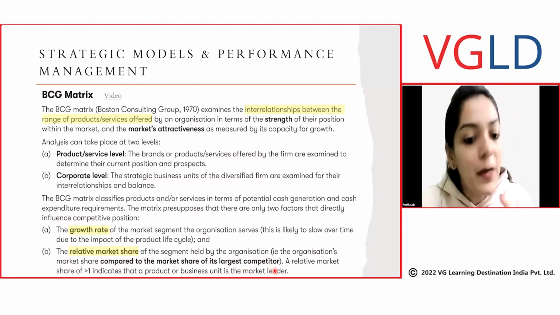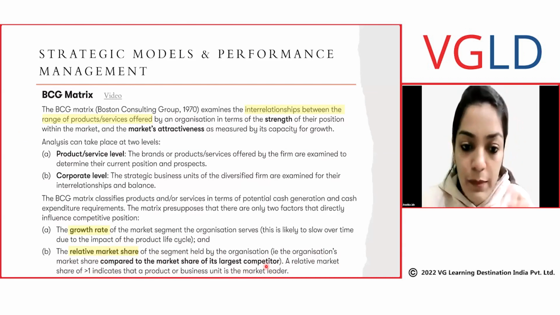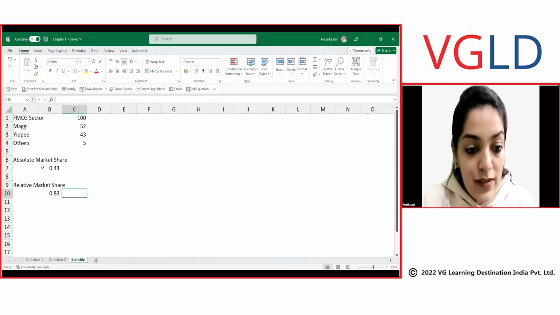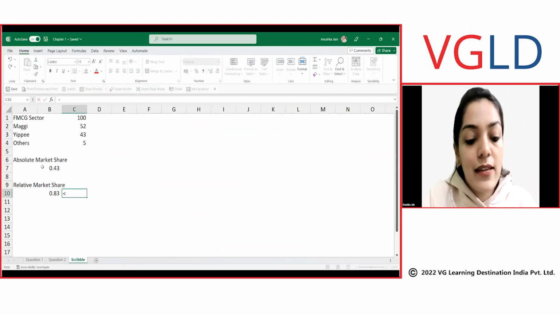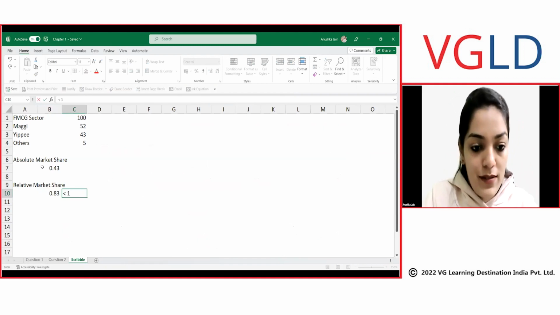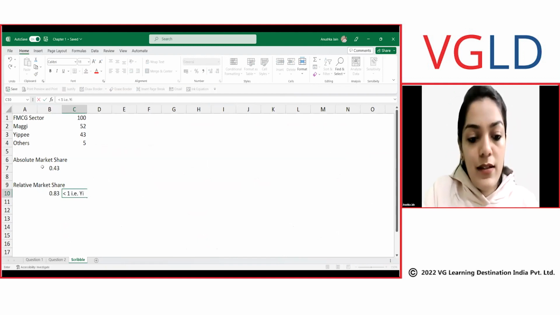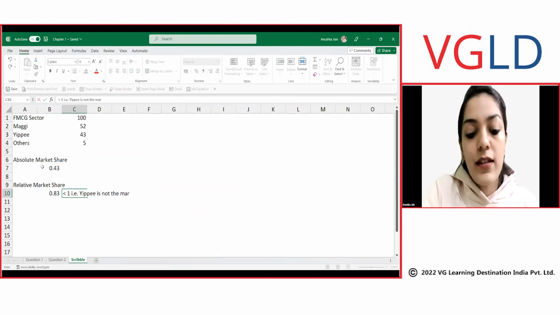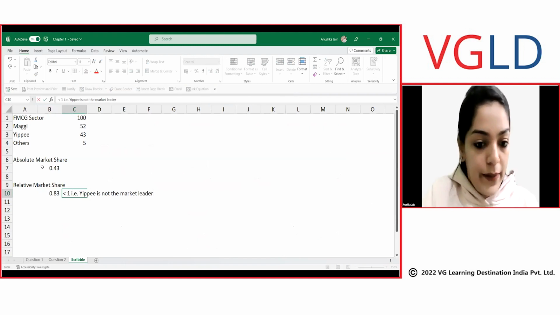Is Yippee the market leader? No, Maggi was the market leader. So you can see here, come back to the Excel. See, that is why its relative market share is less than 1, right? Yippee is not the market leader.